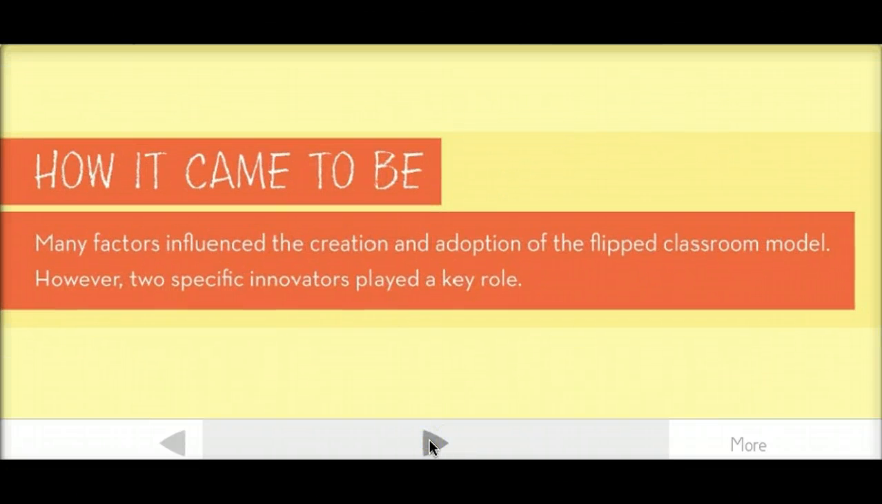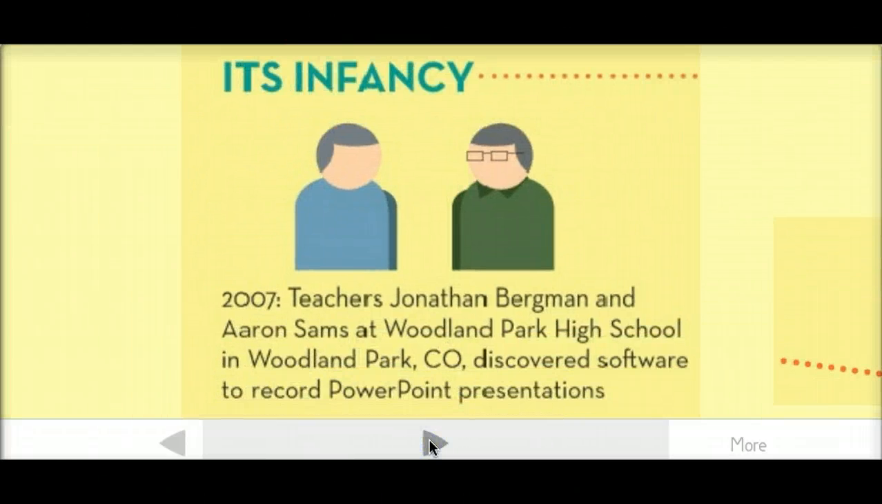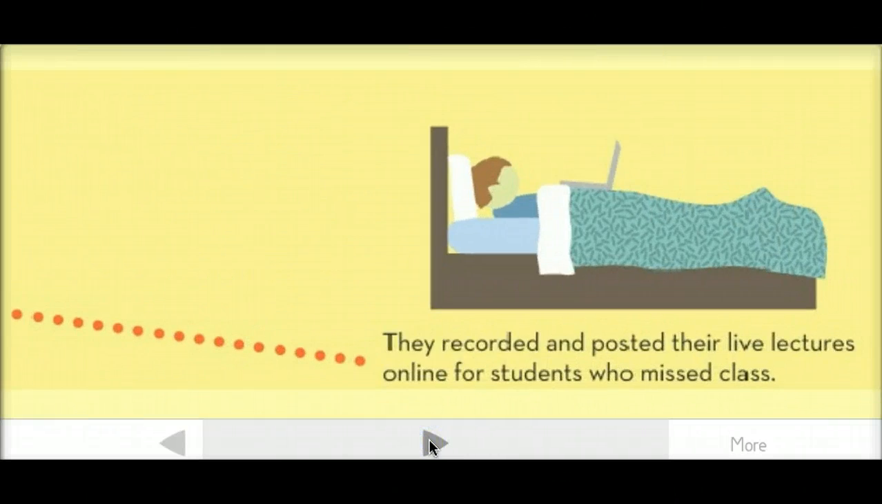How did it come to be? Many factors influence the creation and adaptation of the flipped classroom model. However, two specific innovators played a key role. Teachers Jonathan Bergman and Aaron Sams at Woodland Park High School in Woodland Park, Colorado discovered software to record PowerPoint presentations. They recorded and posted their live lectures online for students who missed class.